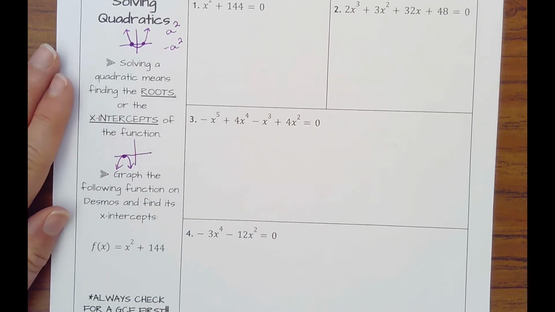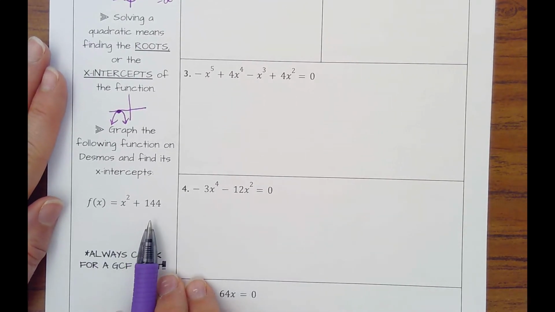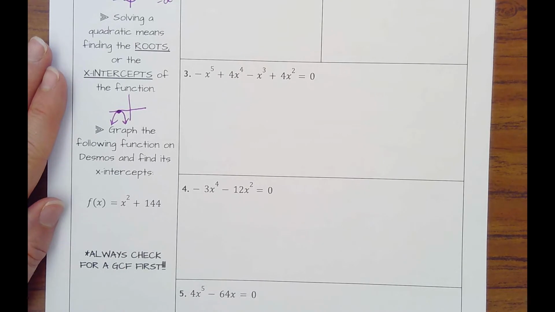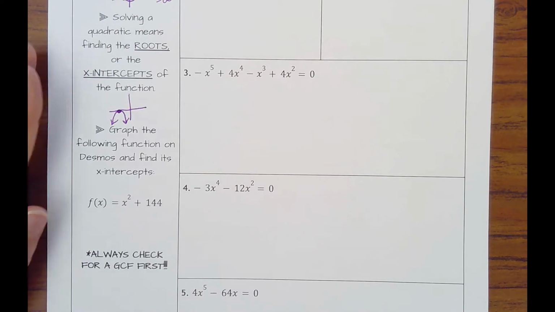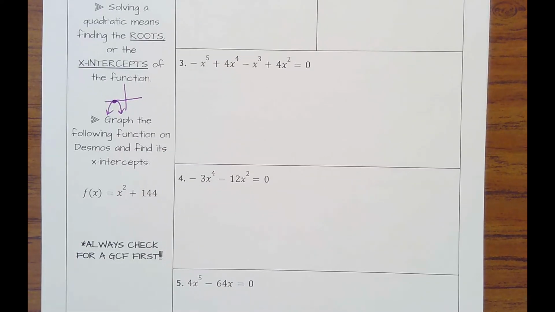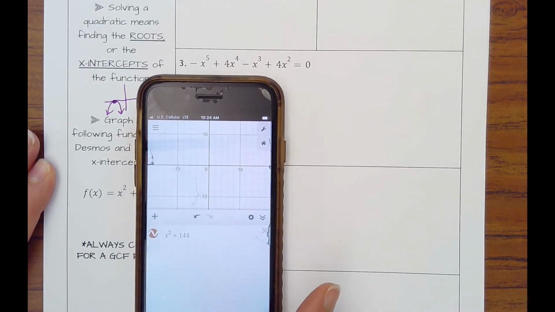And then I want to specifically look at this function, f of x equals x squared plus 144. I want you to graph this on Desmos and find its x-intercepts. Now you can pause and put it on there. You can bring up a new tab. I have to do it on my phone, which I apologize, my phone screen is kind of cracked, because I don't know if there's any other way I can record another screen with my computer. So I'm going to pull it up here.